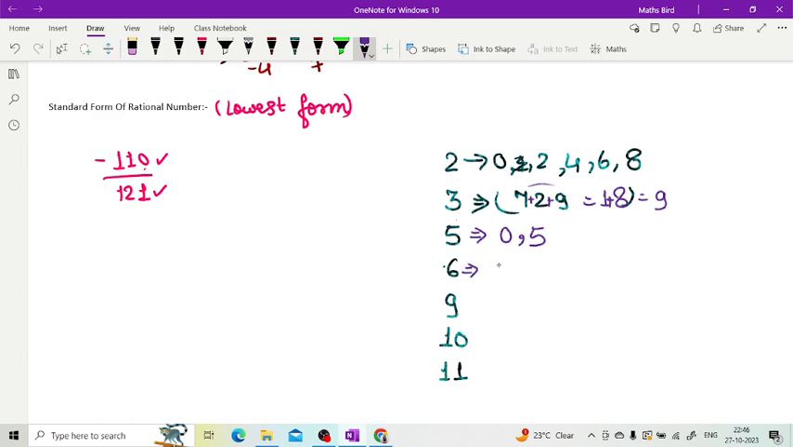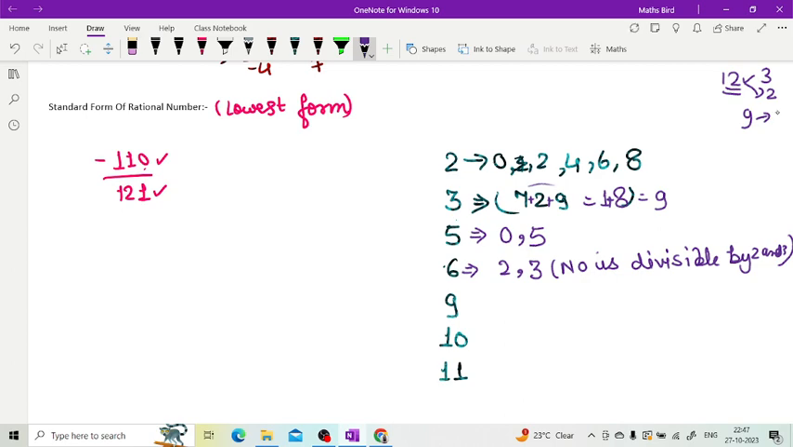6: if the number is divisible by 2 and 3, then the number will be divisible by 6. You can check it with any number. 12 is divisible by 3, 12 is divisible by 2, that's why 12 is divisible by 6. Let's see another number. 9 is divisible by 3, but 9 is not divisible by 2, that's why 9 is not divisible by 6.